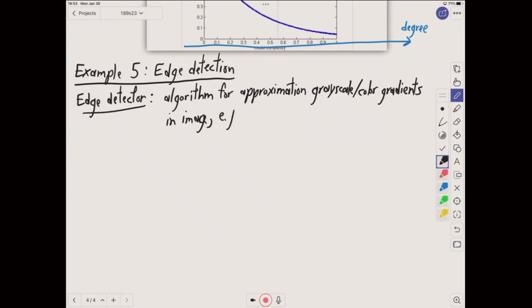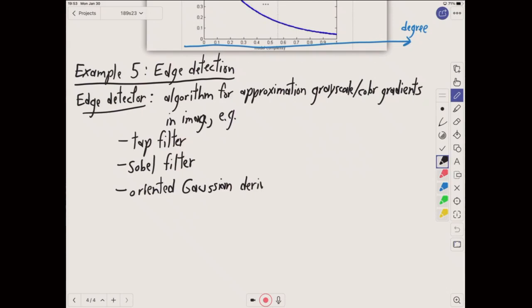And there are a wide variety of well-known edge detectors that you could use. You could hard code these and make them features as inputs to your SVM. Typical examples of famous edge detection algorithms are tap filters, Sobel filters, and oriented Gaussian derivative filters, none of which I'm going to explain, but if you want to learn more about them, there is a Wikipedia page for image derivatives that goes over a bunch of these and is a pretty good resource. And yes, you might actually want to use this for your Kaggle results in future homeworks.